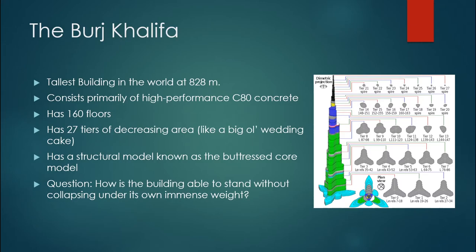Its design is known as the buttress core model, where it has 3 arms and a big hexagon at the center. But knowing all this information and its height, the question I really want to know is, how is it able to withstand its own weight just because it's so massive?